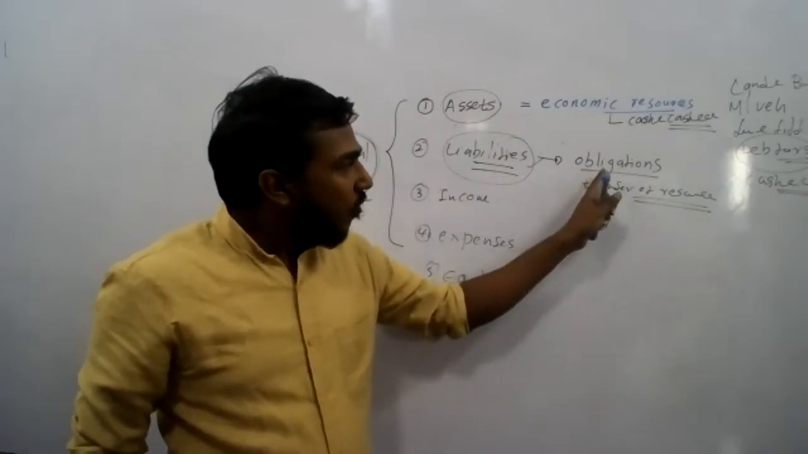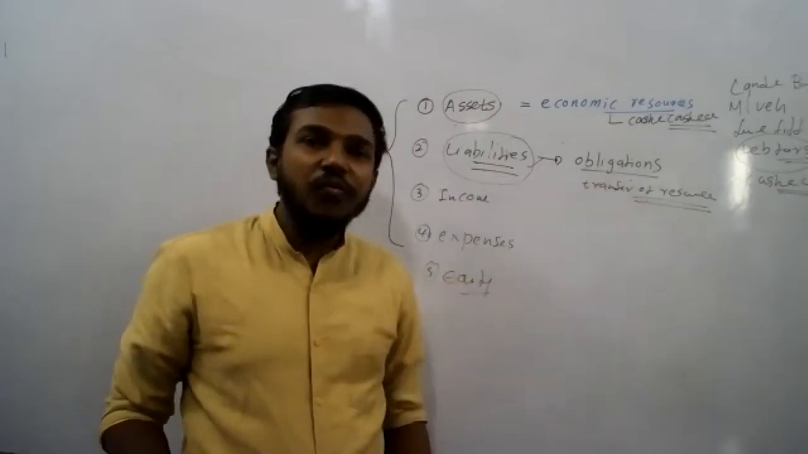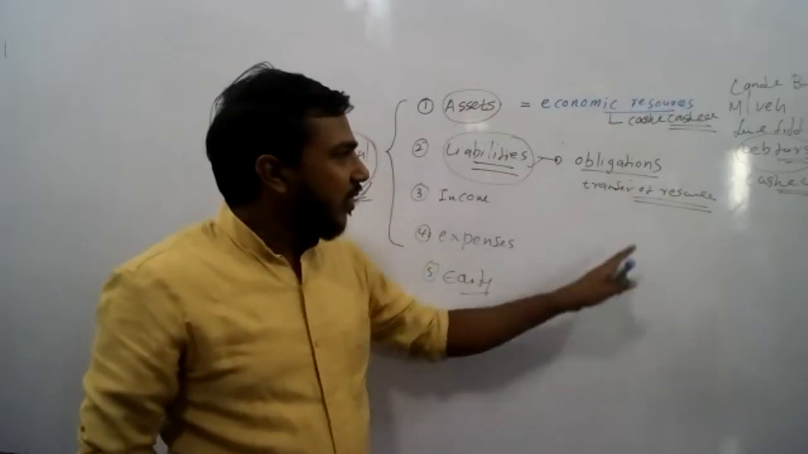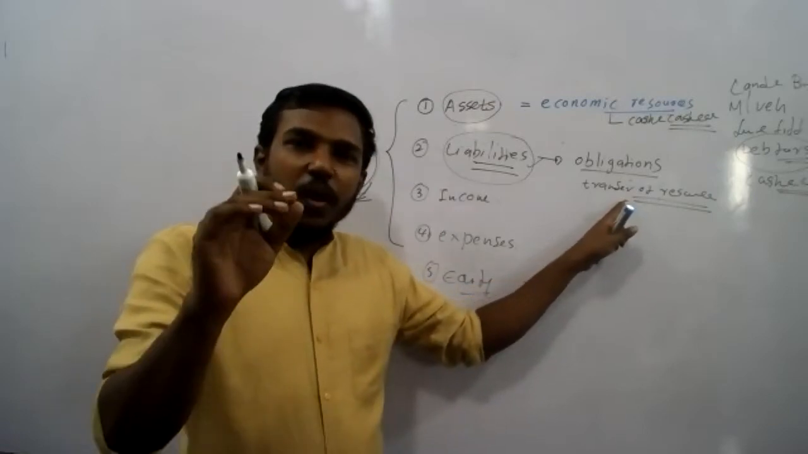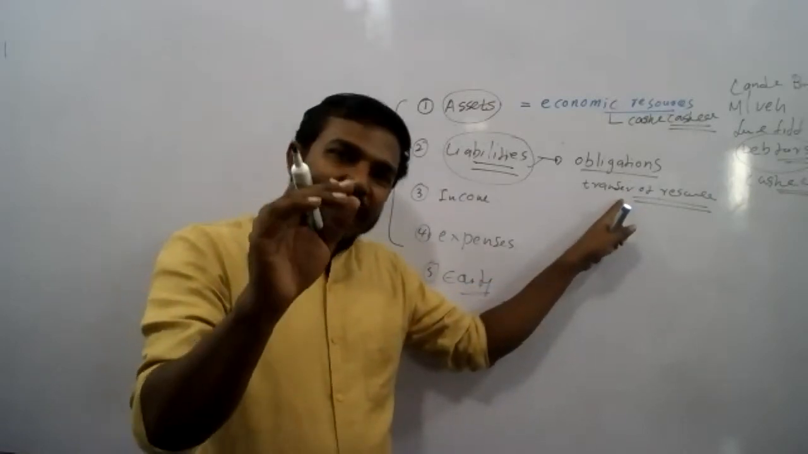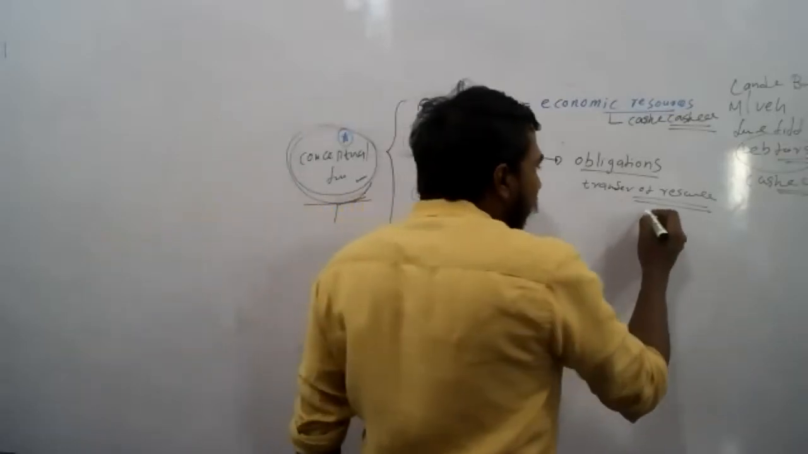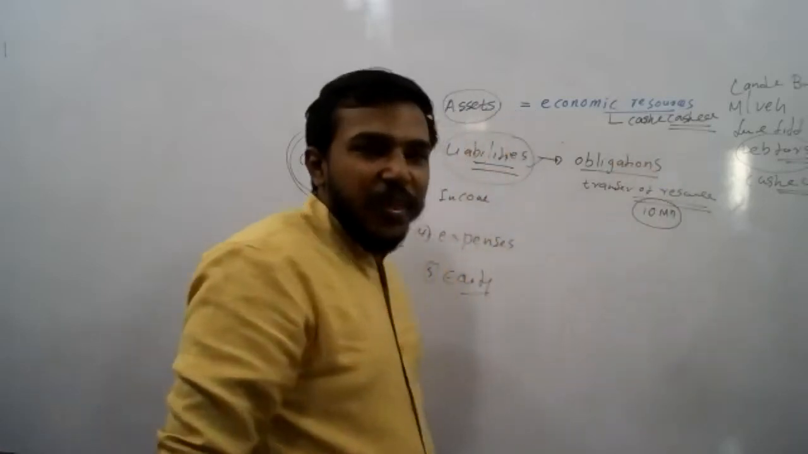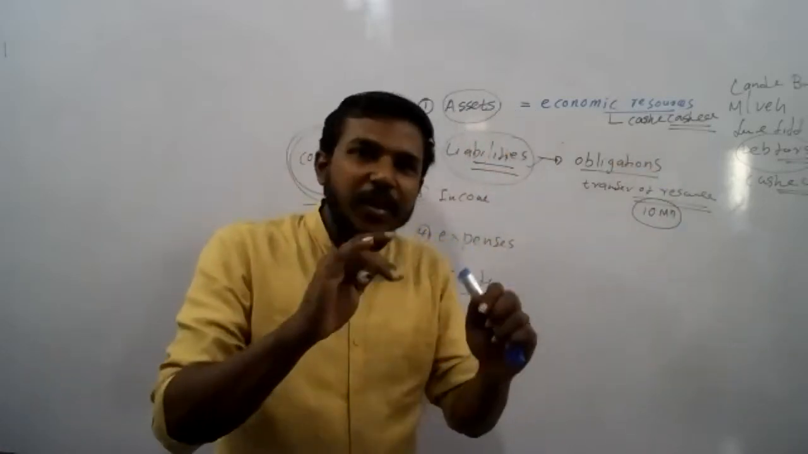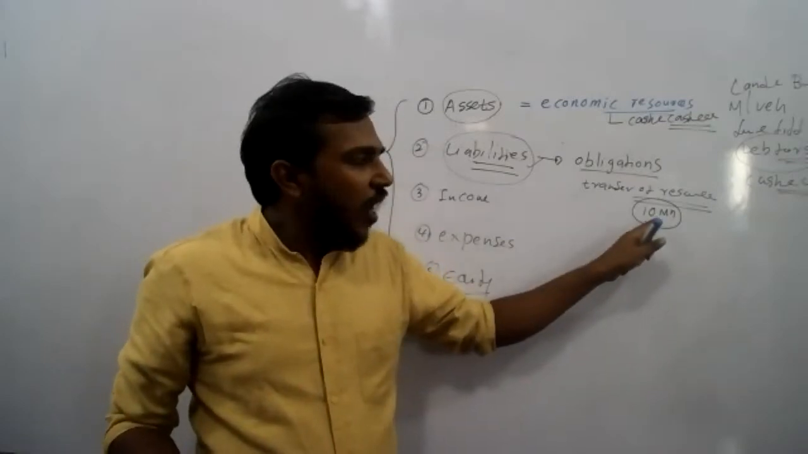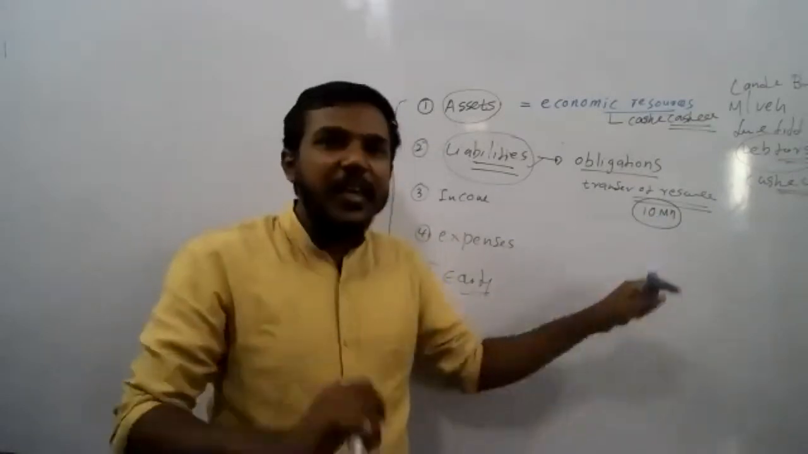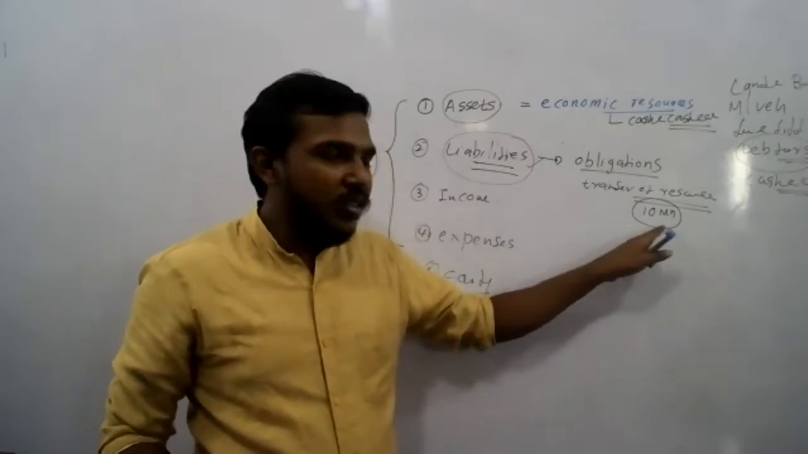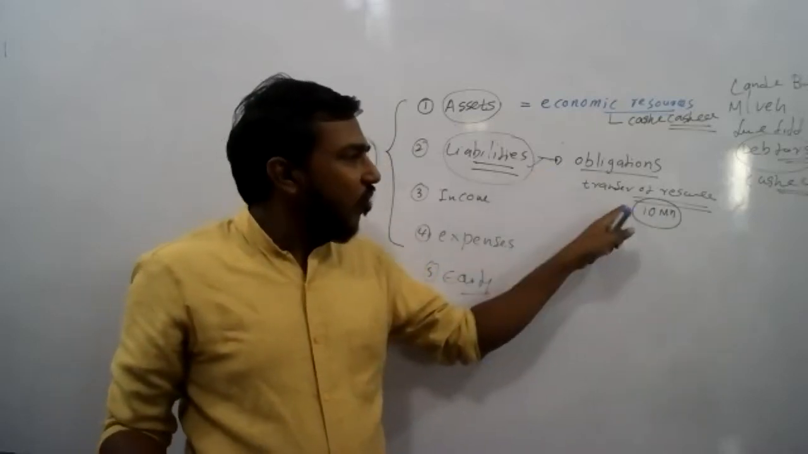So to perform the obligation, there will be a transfer of resources. As an example, we'll say you have obtained a loan of rupees 10 million. Clear? So if you have obtained a loan of rupees 10 million, it's not like mal hatai for you. This is the same as a liability for you.